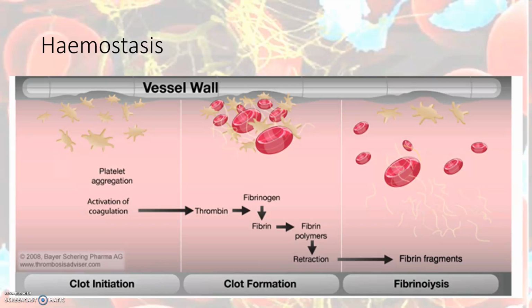So when we think about actual hemostasis, we start with blood vessel wall contraction and then the formation of a platelet plug. Finally, the development of a fibrin plug or fibrin clot, and then eventually, of course, dissolution of that clot through fibrinolysis.